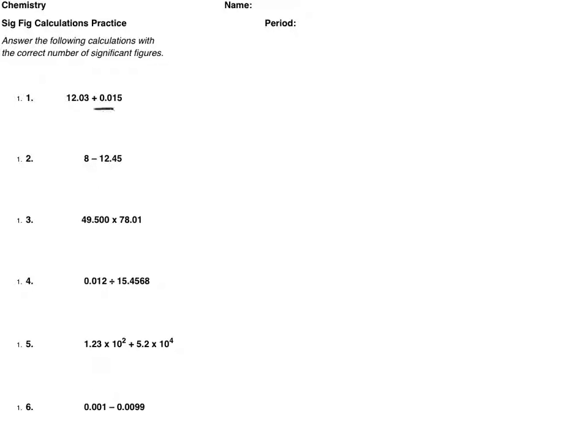When you put these two numbers into the calculator, you end up getting 12.045. But since this is addition, we're concerned with sig figs and decimal places. So this has 3 after the decimal, this has 2 after the decimal. 2 is the weakest, so therefore you have to round with 2 places past the decimal point. So your answer is going to be 12.05. Again, the 4 becomes a 5 because it rounds up.